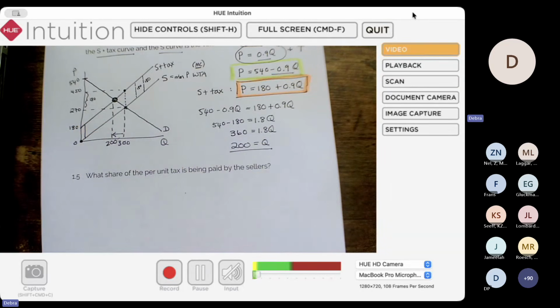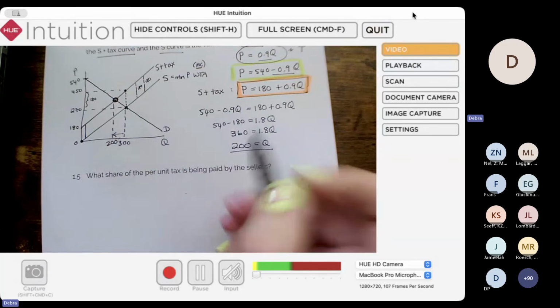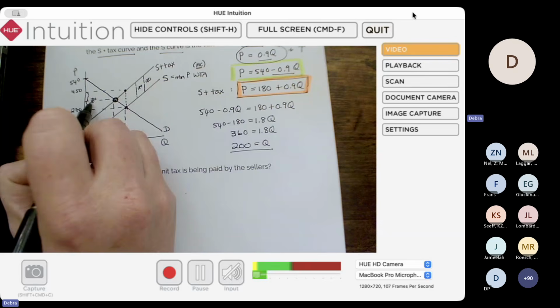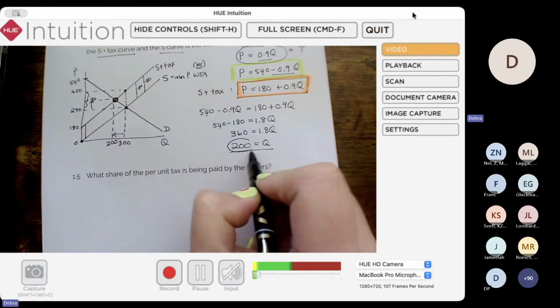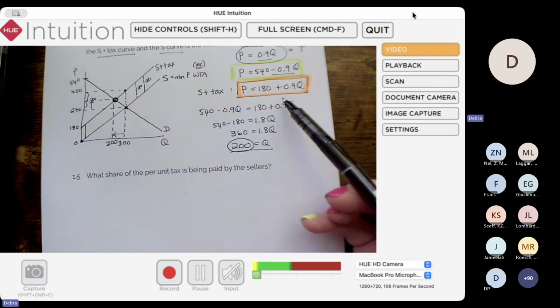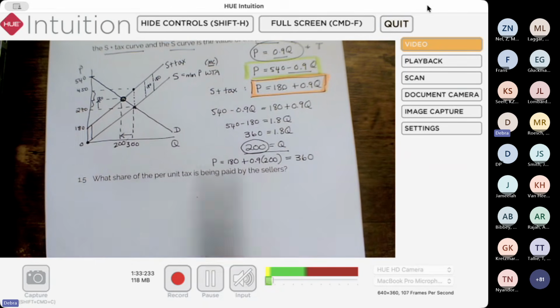So the effect of a per unit tax is that the quantity in the market falls. We then also have a new price, and we expect that price to be higher than the 270. So I sub this 200 into either my demand or supply plus tax curve. If I sub it into my supply plus tax curve, I get price is equal to 180 plus 0.9 times 200, which is 180 plus 180, which gives me 360. So is everybody happy with this question?